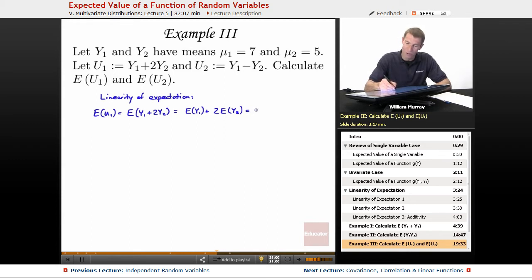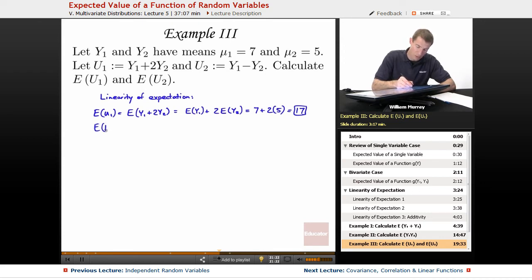So the mean of y1 was 7, and the mean of y2 is 5. 7 plus, let's see, 7 plus 2 times 5 is 7 plus 10, so that's 17. I almost got tripped up on my arithmetic at the end there. u2 behaves exactly the same way.